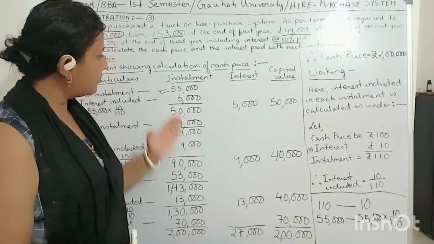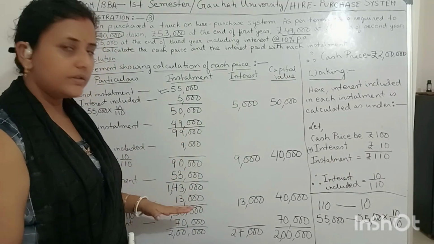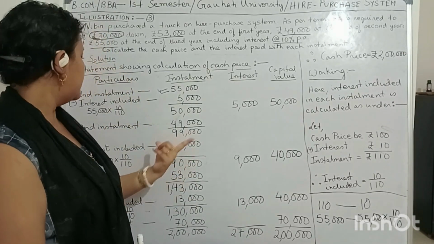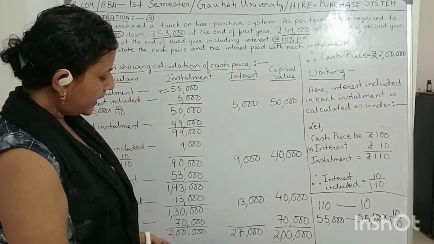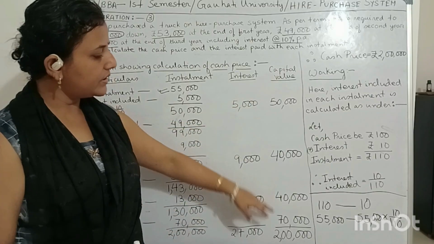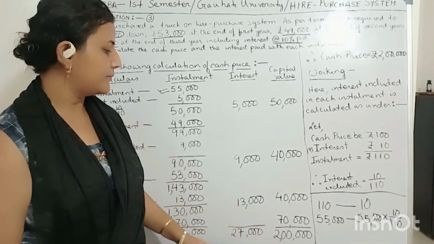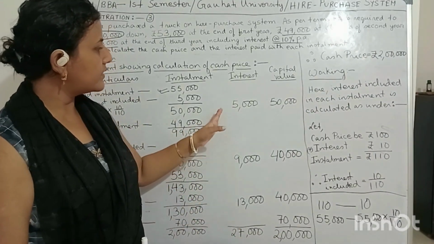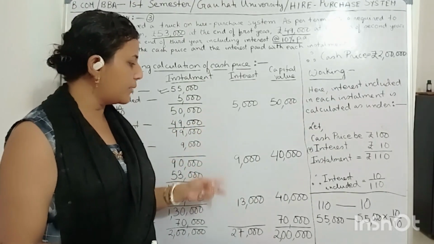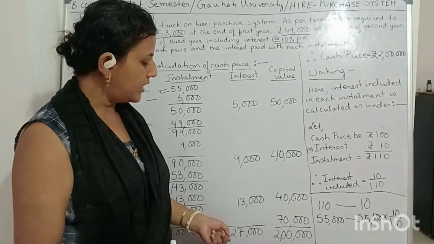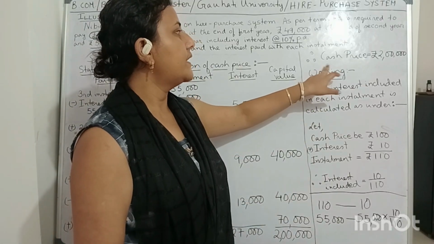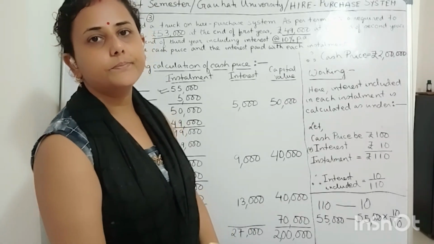Here also, by deducting the interest figures, the value of interest in each year, and adding the installments, we will get the cash price, that is 2 lakh. And the capital value will be the same, that is 2 lakh. There were 3 installments, so the amount of interest charged in total is 27,000. So just write down: cash price equals rupees 2 lakh.